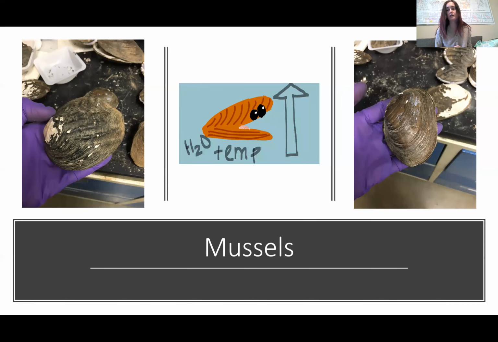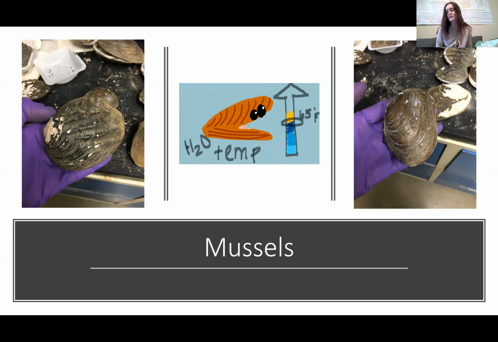When we say bioindicator, we just mean that they are a biological organism that can indicate whether your water system is healthy or not. So if you have a mussel die-off, your water system is not healthy. If you're not having a mussel die-off, then your water system is probably relatively okay.